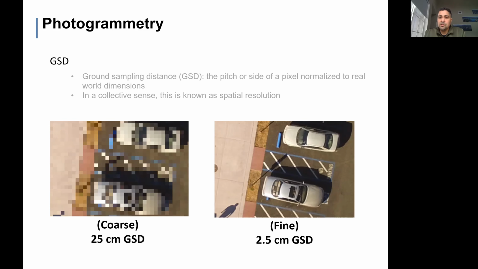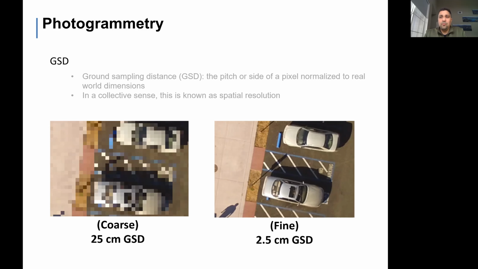The smaller the number is for the GSD, the finer those pixels are going to be, or the smaller they're going to be, right? It's like a grain of sand. The finer the grain of sand, the softer, the smoother it is on your hands. The coarser they are, the bigger the pixels are, right?